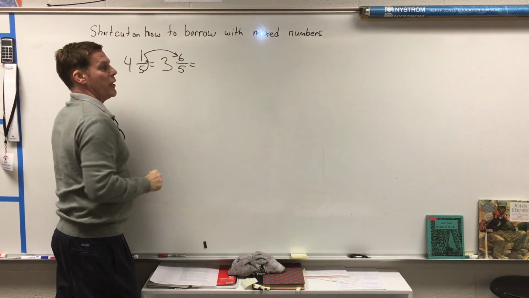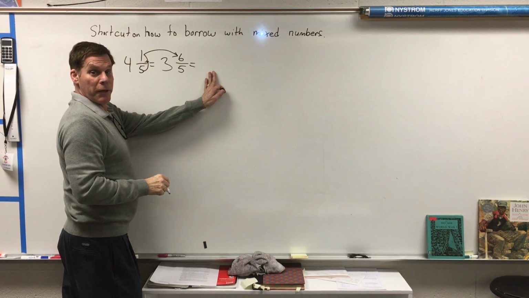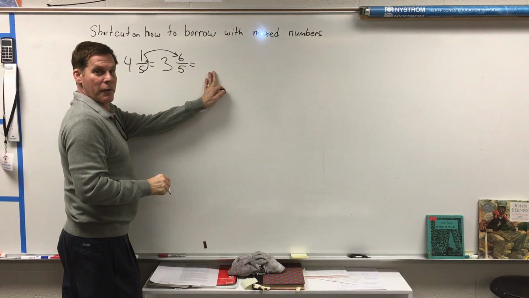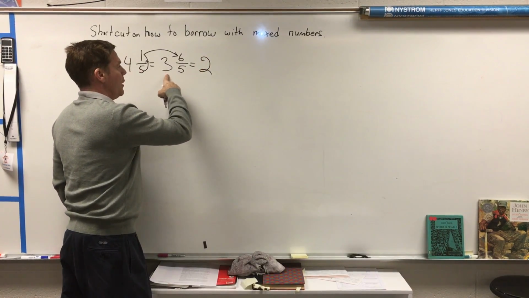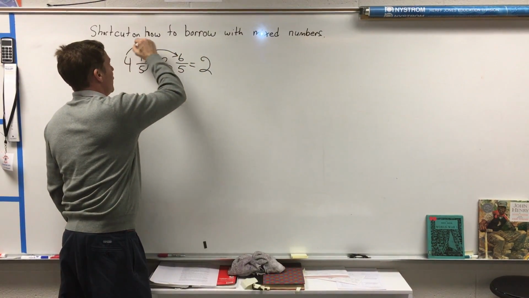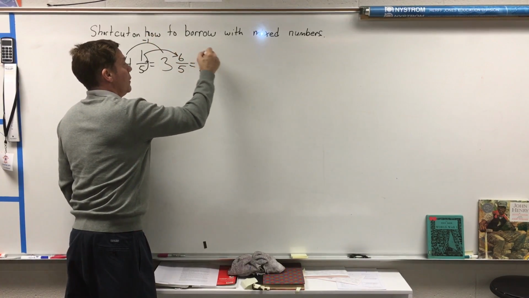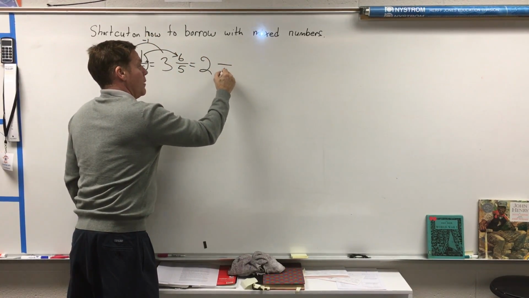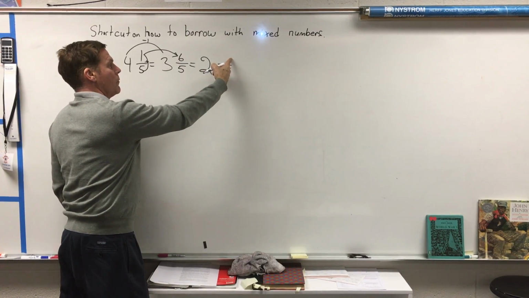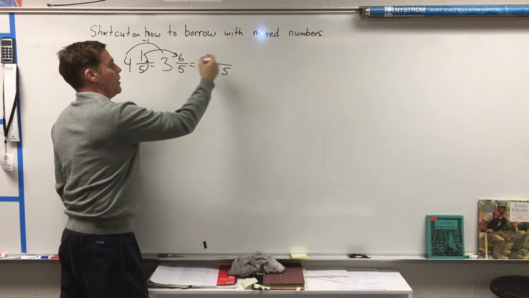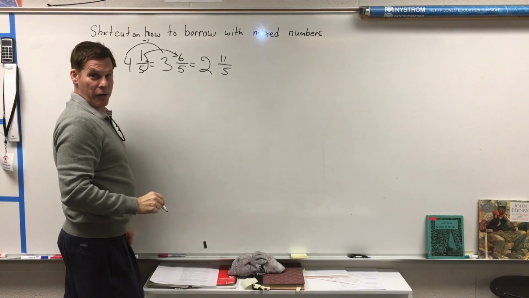If I'm going to borrow again, what's that whole number going to be? You're right, it's going to be a 2. Hopefully you said a 2. Because 1 less than 3, right? That's always minus 1, is a 2. My denominator is not going to change. What's going to be my new numerator? Well, what do I have here? I have a 5 and a 6, which means that's going to be an 11.